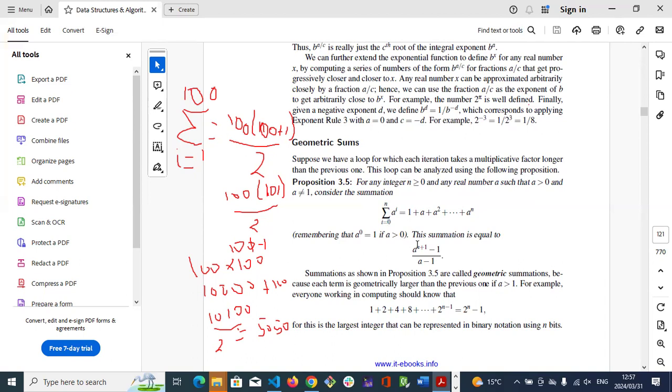If a is greater than 1, the summation is equal to a to the power of n plus 1 minus 1, over a minus 1. This summation is shown in proposition 3.5, called the geometric summation. It progresses or grows exponentially.